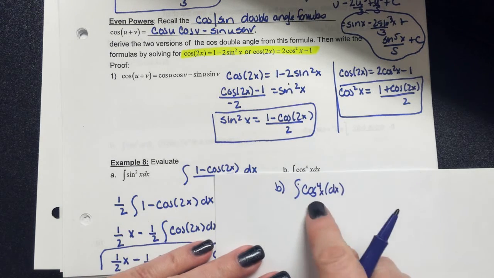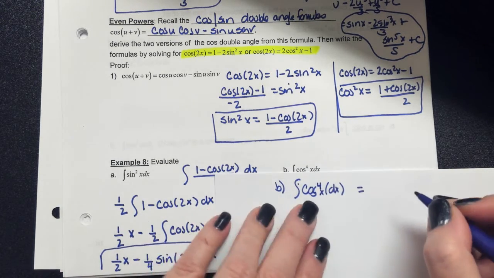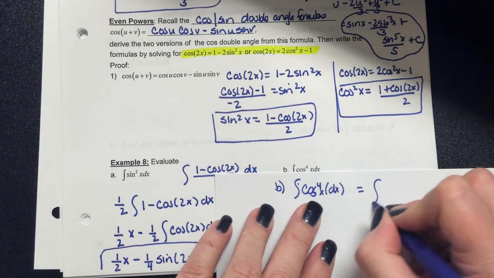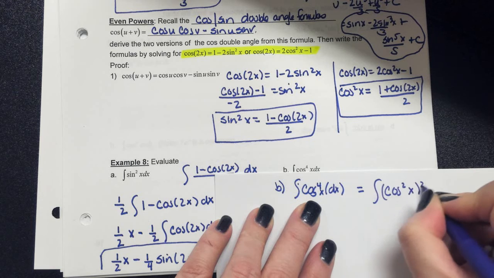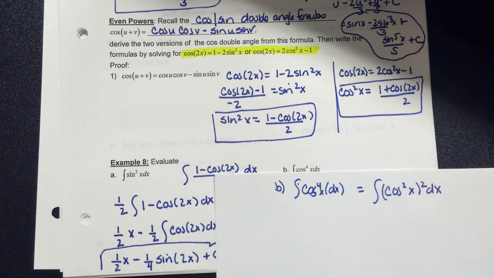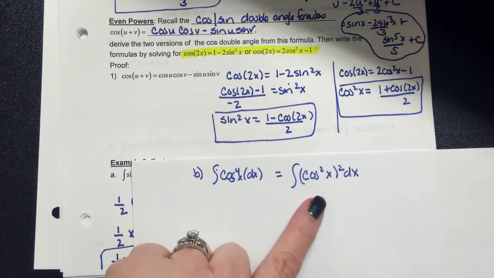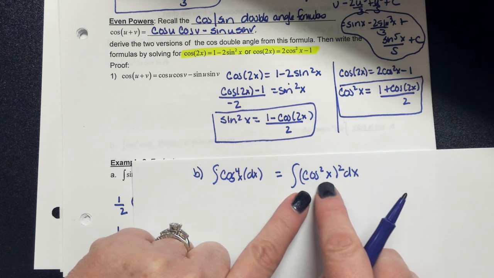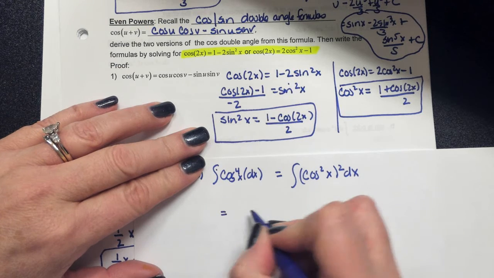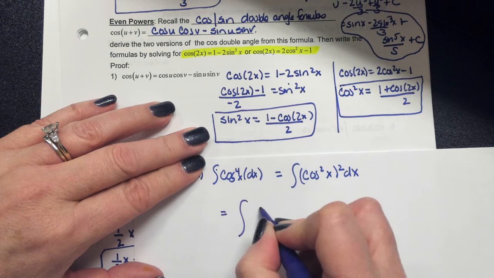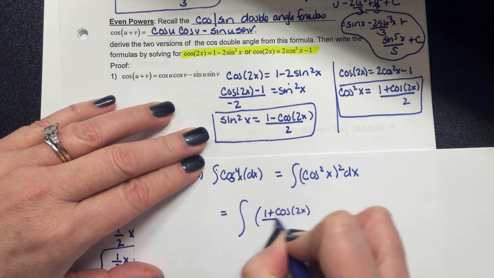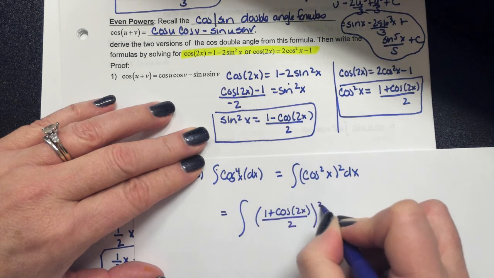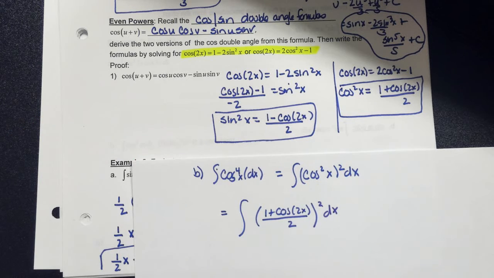So what I'm going to do is I have to rewrite this as a base raised to the 2nd power. So I'm going to rewrite this as the integral of cosine squared x quantity squared dx. I'm going to do a double angle substitution for this cosine squared. So cosine squared I know is going to be my integral of (1 plus cosine of 2x all over 2) raised to the 2nd power dx.